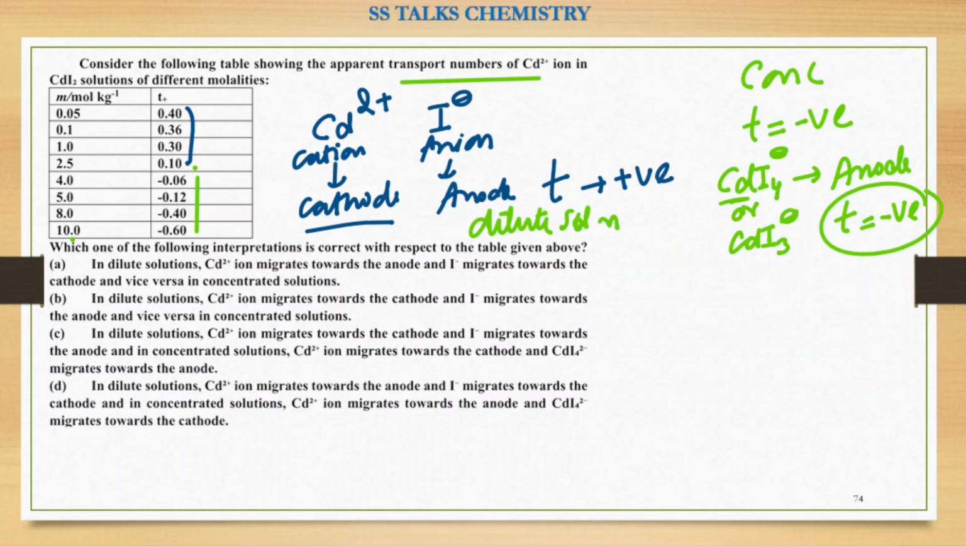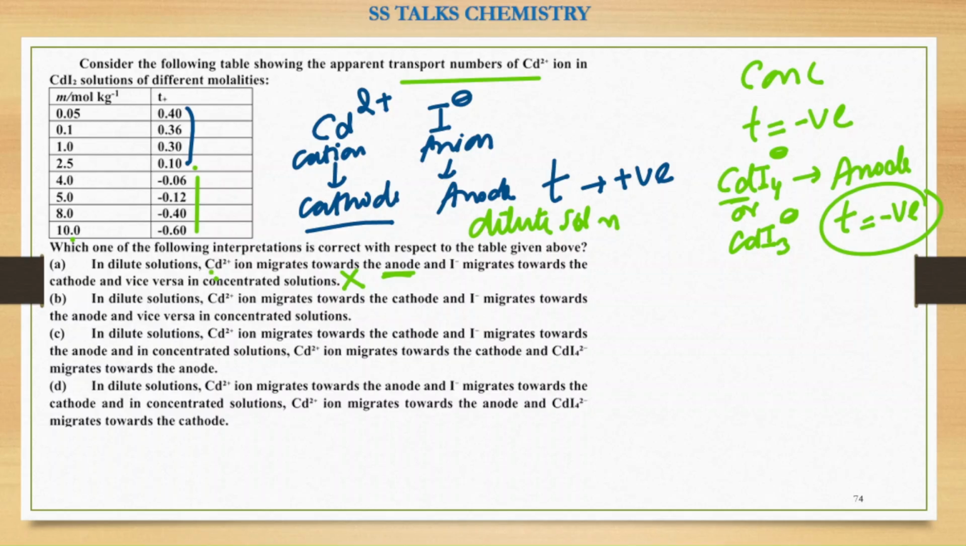So in the statements you just have to check this thing. The first statement says that in the dilute solutions, the Cd2+ ion is migrating towards the anode. This is incorrect, because in the dilute solution, cadmium ions will be migrating towards the cathodic end.